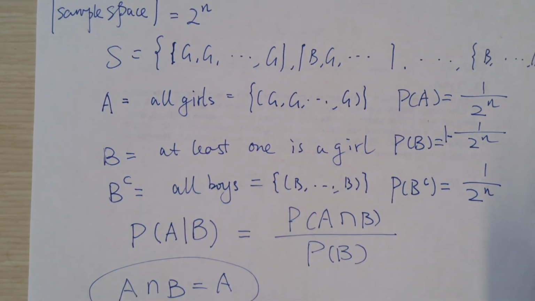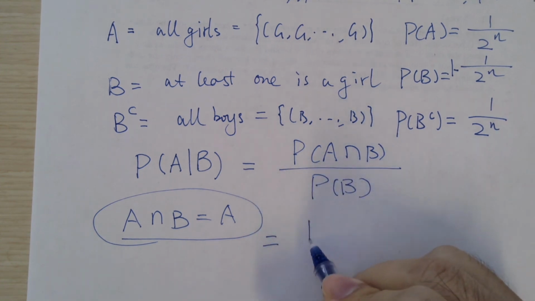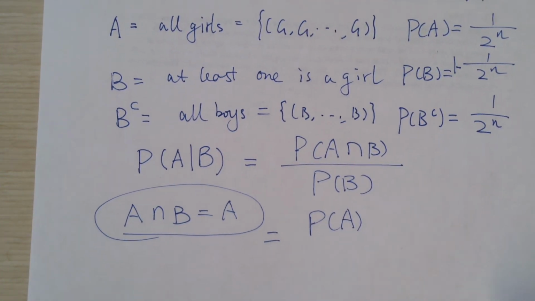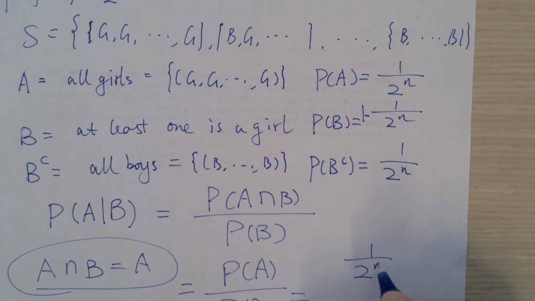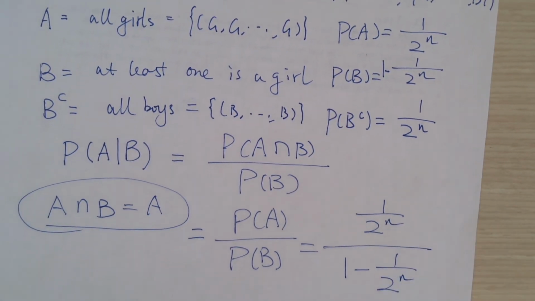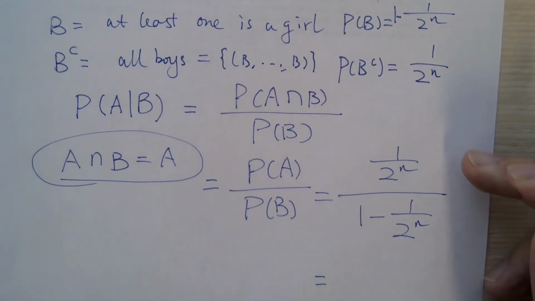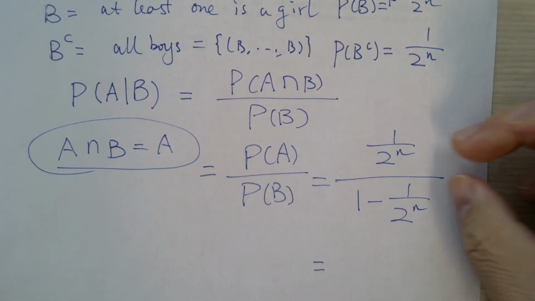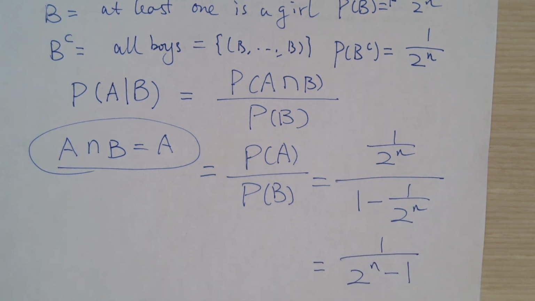It's all girls. So putting every piece together, the probability of A intersect B is the probability of A, over the probability of B. We know both, so it's 1 over 2 to the power of n, over 1 minus 1 over 2 to the power of n. And I believe if you multiply 2 to the power n on the top and bottom, you're going to have 1 over 2 to the power n minus 1. So I think that's how we explain this problem. Okay.